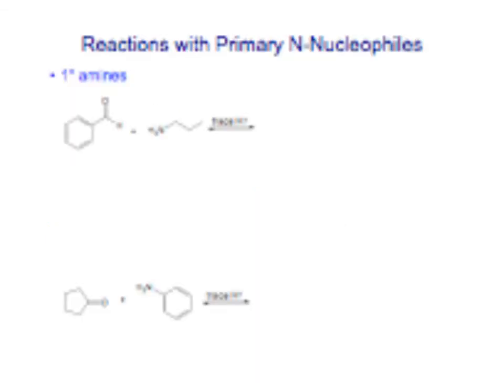Now to amines, so nitrogen nucleophiles. In these cases, we're going to react an aldehyde or a ketone, and we're going to first look at what happens when we add a primary amine. So have you learned primary, secondary, or tertiary amines before?